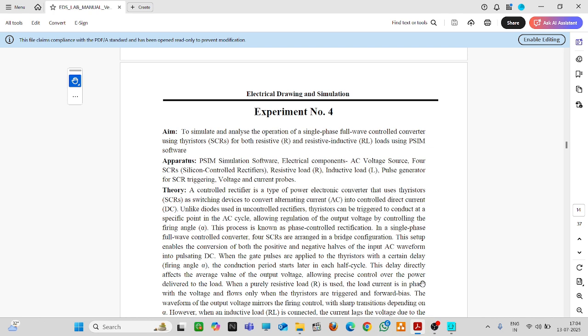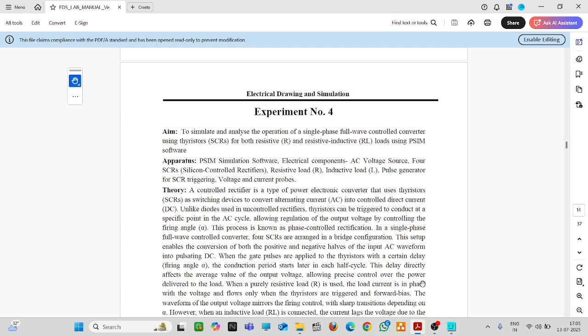This has already been discussed in the lectures that to turn off the SCR, two conditions are very important. The first, you will have to provide a reverse bias across the SCR, and reduce the anode current value below the holding current. Only in that condition can you say that the SCR will be turned off.